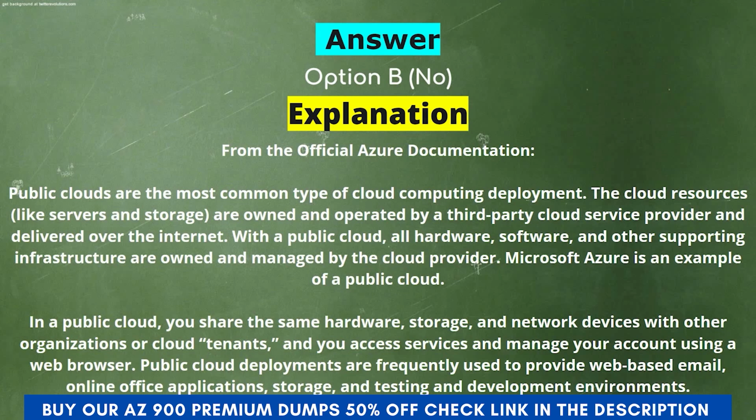The cloud resources, like servers and storage, are owned and operated by a third-party cloud service provider and delivered over the internet. With the public cloud, all hardware, software, and other supporting infrastructure are owned and managed by the cloud provider. Microsoft Azure is an example of a public cloud. In a public cloud, you share the same hardware, storage, and network devices with other organizations or cloud tenants, and you access services and manage your account using a web browser. Public cloud deployments are frequently used to provide web-based email, online office applications, storage, and testing and development environments.